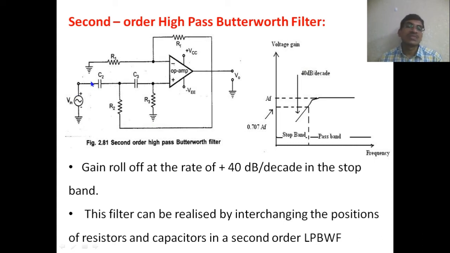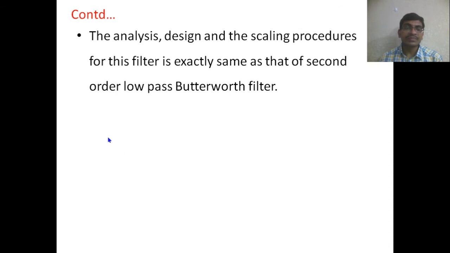Actually in the low pass filter we will have the resistor first and next capacitor, but here the capacitor is first, next we will get the resistor in the high pass filters. The analysis, design and scaling procedures for the filter is exactly the same as that of the second order low pass Butterworth filter. So in the examinations, if they ask, you have to rewrite whatever we learned in the low pass filter.